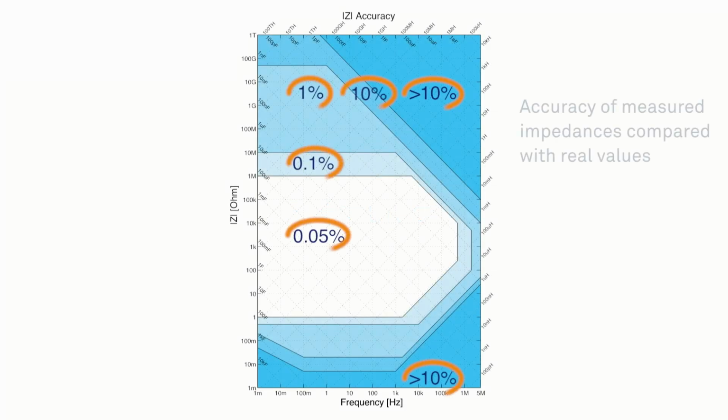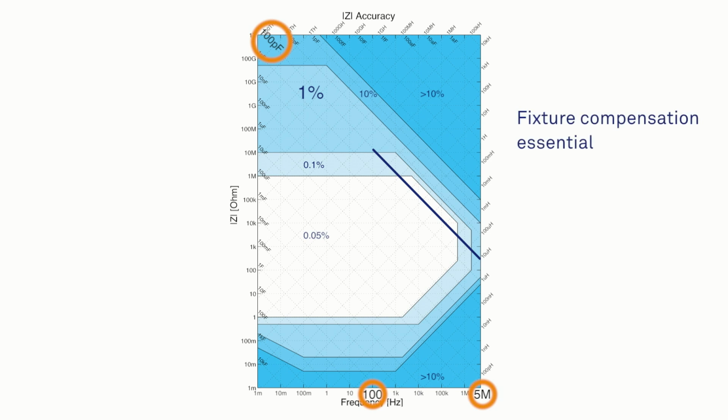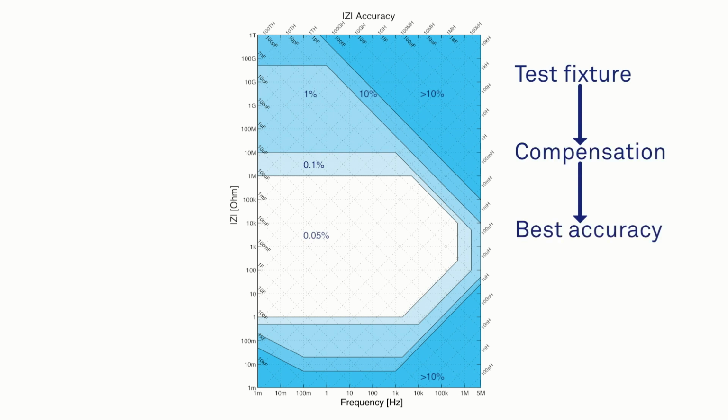Now let's take a look at the accuracy on the reactance chart. This tells you how close the measured values will be to the real value. For instance, if you want to measure a 100 picofarad capacitance from 100 Hz to 5 MHz, you can expect the following accuracy. To realize this accuracy in actual measurements, proper compensation of your measurement fixture is essential, so check to see that the instrument includes a flexible compensation routine that's easy to use and to understand.